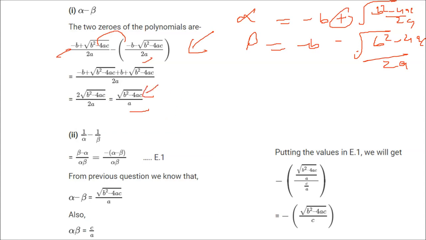When you want to do 1 by alpha minus 1 by beta, what you can do here is take beta minus alpha by alpha beta. Take a minus common, so you get alpha minus beta by alpha beta. Alpha minus beta you just found out, this one. So put it here, and this is by alpha beta, alpha beta is c by a. You put c by a here. So a gets cancelled, it will be minus under root b square minus 4ac by c.